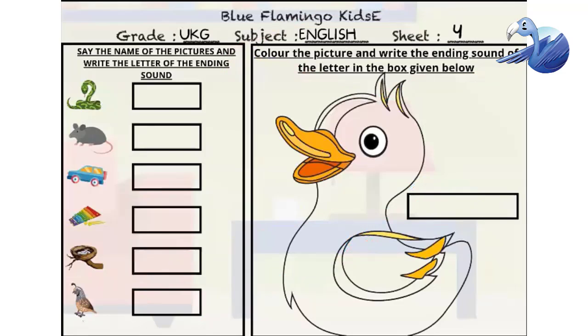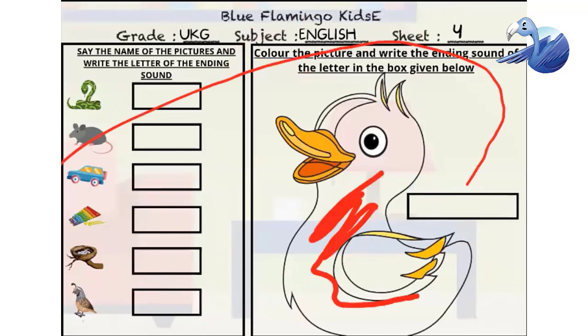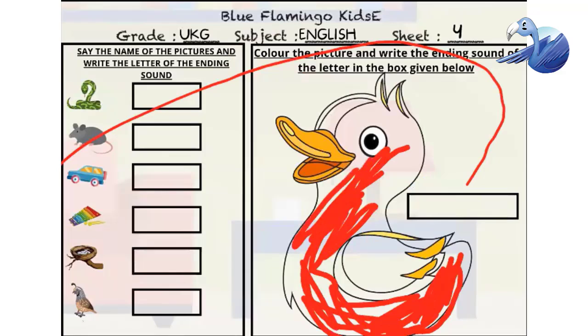Now next, color the picture and write the ending sound of the letter in the box given. Blue. So you have to color it. Again, scribbling students, what happened? It's very bad. And write the name of the animal in the box.